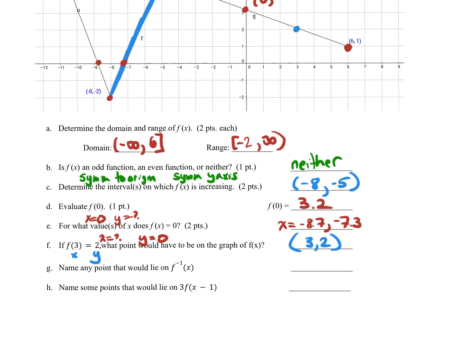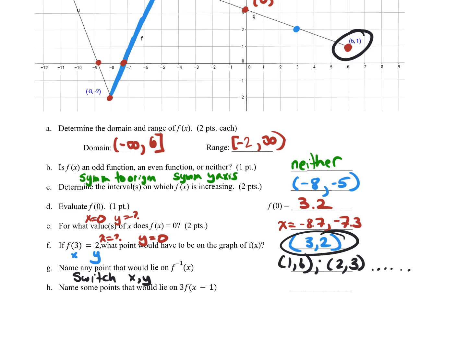Now, G says, name some points that would lie on f inverse. The only thing we really talked about with f inverse was just to switch x and y. So I could take any point on the graph and switch x and y. So maybe I take this point, which is (6, 1). That would be (1, 6). Maybe I take this point, which is (3, 2), and I make it (2, 3). Since there are infinitely many points on this graph, there are infinitely many answers you could have.